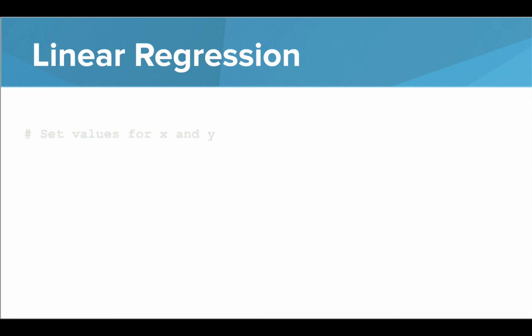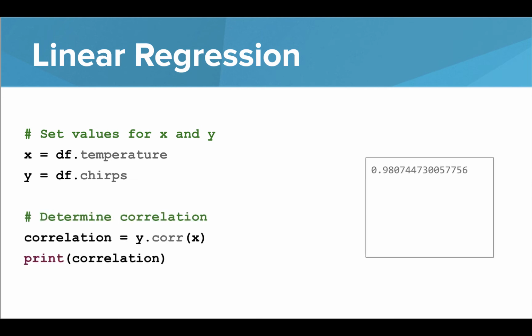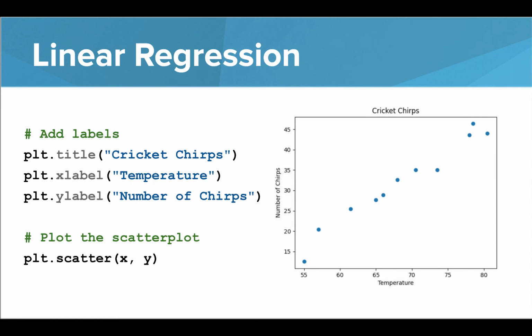First, we'll set the values for x and y. The independent variable is the temperature, and the dependent variable is the number of chirps. Then we'll check to see if there's a correlation between the two. There is a very strong positive correlation. Let's plot this on a scatter plot. On this screen is the code that we use to add labels and a title and plot the scatter plot of x and y. We can definitely see that there is, in fact, a strong positive correlation. As the temperature increases, the number of chirps increases as well.